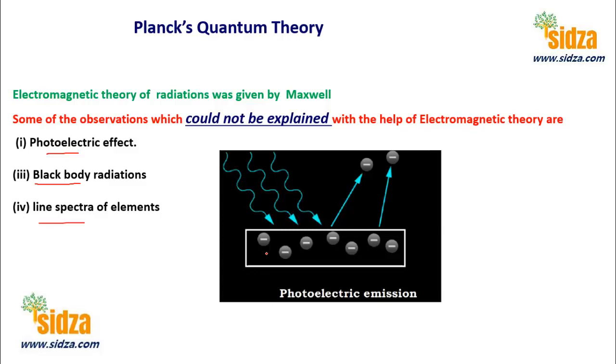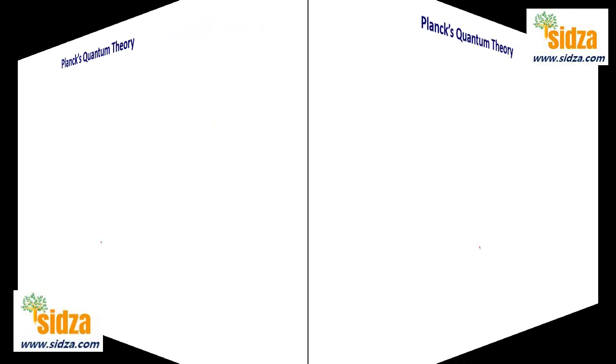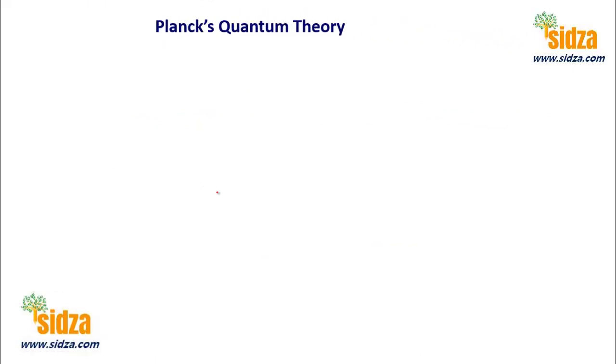So in order to explain the photoelectric effect, black body radiations, and other phenomena, Max Planck in 1901 presented a new theory called Planck's quantum theory. According to Planck's quantum theory of radiation, a body that emits radiation, suppose this is a source of the radiation, it emits the radiations.